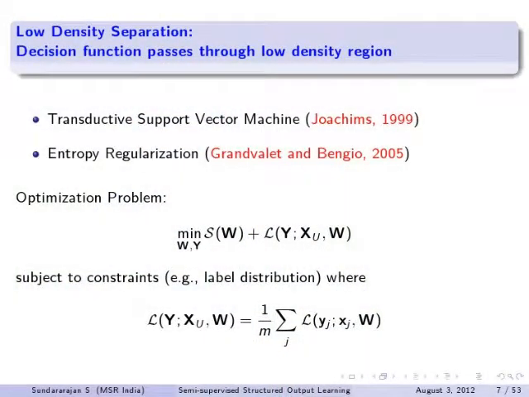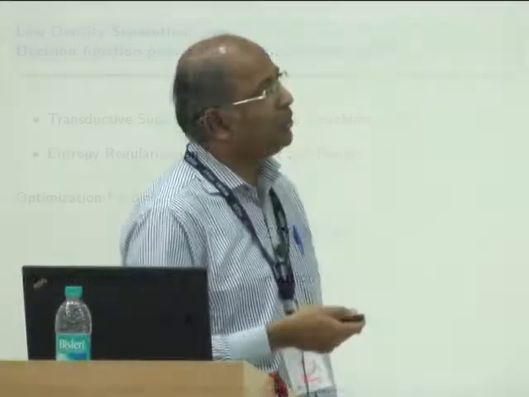There are two popular methods which make this assumption. One is the transductive support vector machine, and the other one, in the probabilistic space, is the entropy regularization based method. Okay, both these methods basically solve this optimization problem, where you have this objective function corresponding to the supervised learning part, and you have the loss term corresponding to the unlabeled data part.